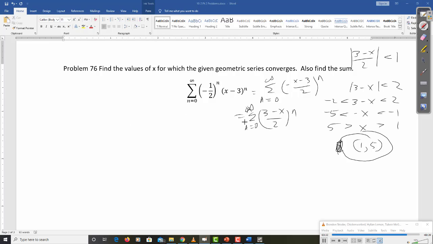And as for what the sum is, well, we just plug in a over 1 minus r, so a in this case is just 1. 1 over 1 minus 3 minus x over 2. Multiply top and bottom by 2. 2 over 2 minus, that minus will distribute through, so minus 3 plus x. So that'll be 2 over x minus 1. So that's the sum wherever it converges.